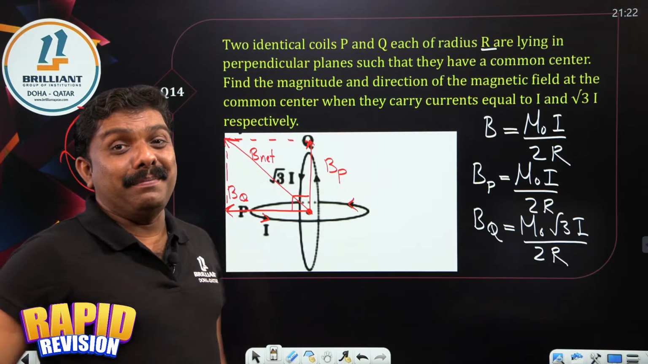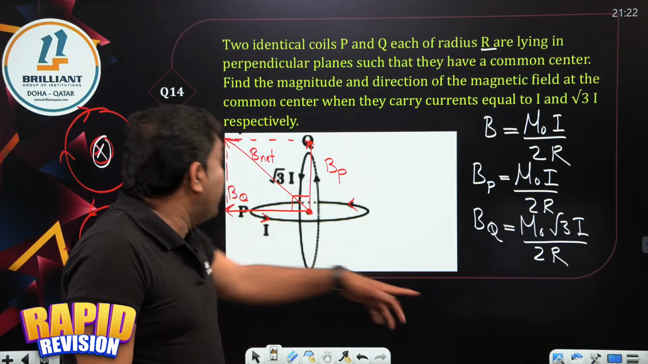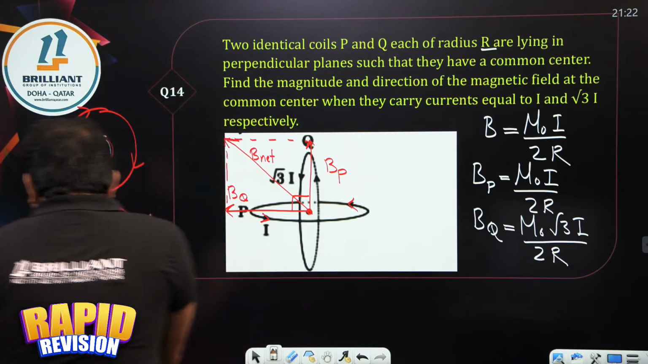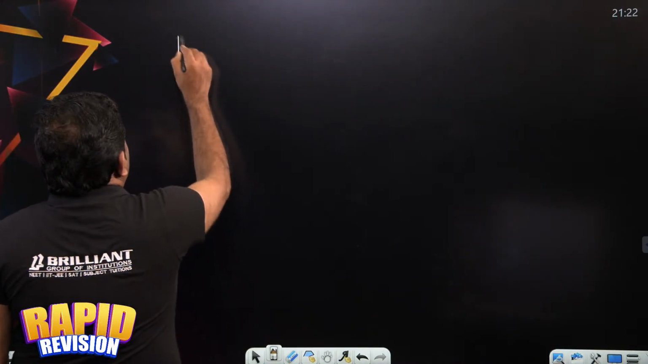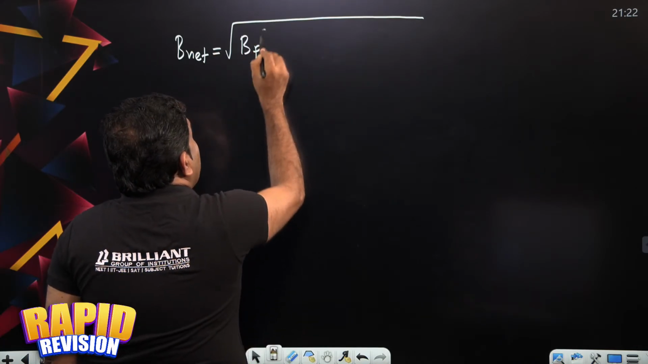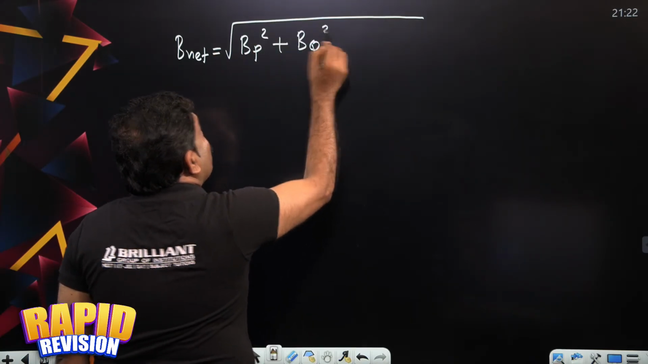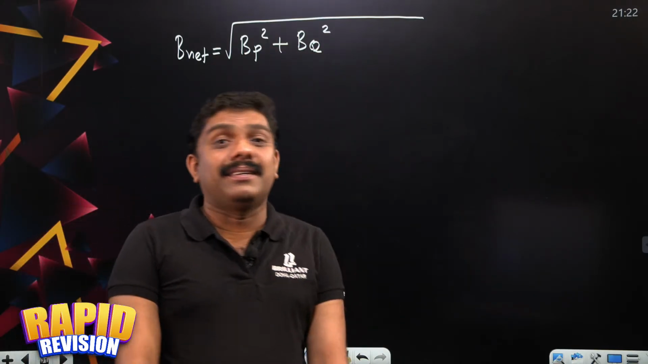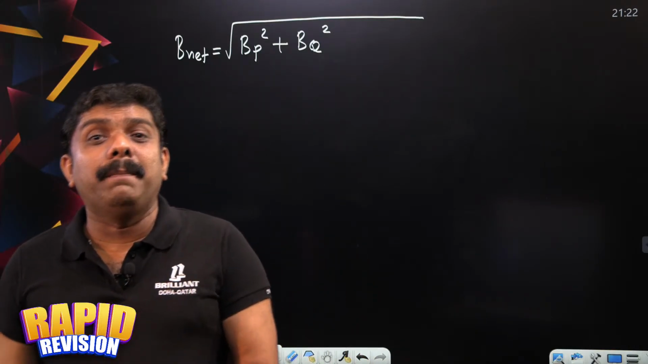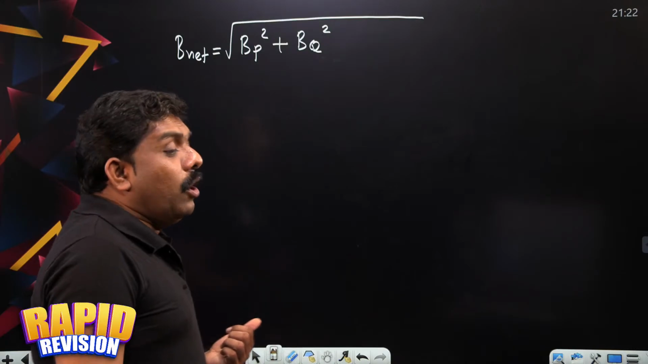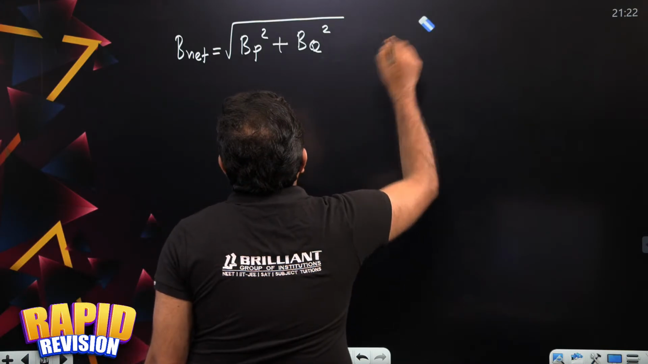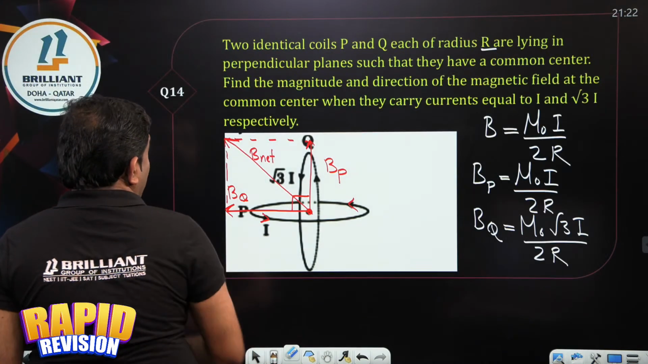So we have BP and BQ, and we can find the net field. How can we find the net field? We studied the parallelogram law. So the net magnetic field is equal to root of BP square plus BQ square. I'm not writing the third term. Why? Because the third term is 2 BP BQ cos theta, and cos 90 is 0. So it is equal to root of BP square plus BQ square only.